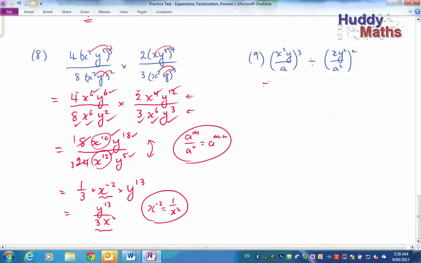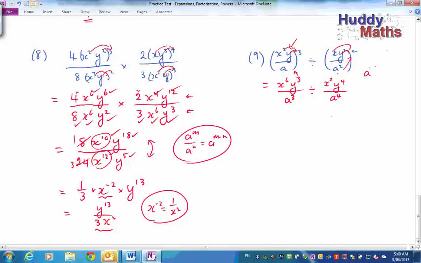Okay, let's look at the division ones now. First of all, I think do the brackets. So x squared to the 3 is x to the 6. Okay, y is y to the 1, all to the 3 is y cubed. Don't forget to cube the a down the bottom as well, because it's all in this big bracket here. Divided by, we'll worry about that later, x raised to 2 is x squared. Then y squared to the 2 is y to the 4th. Over a squared all squared is multiply the powers together, a to the 4th.